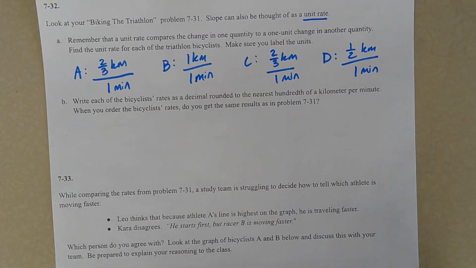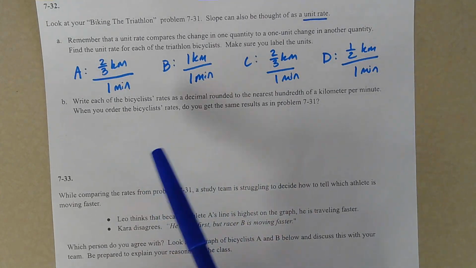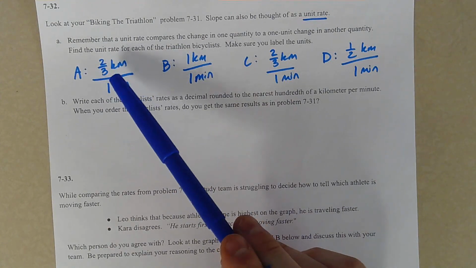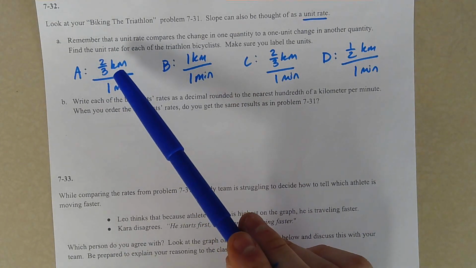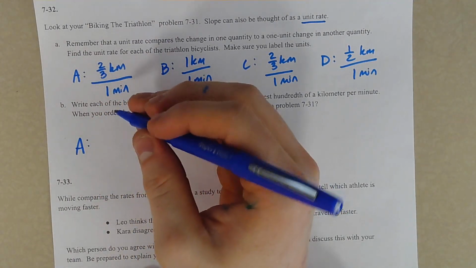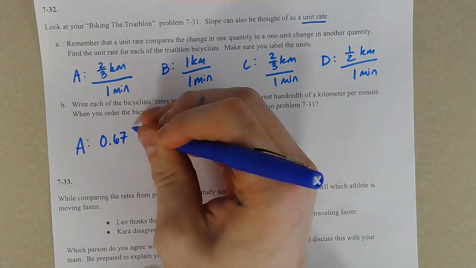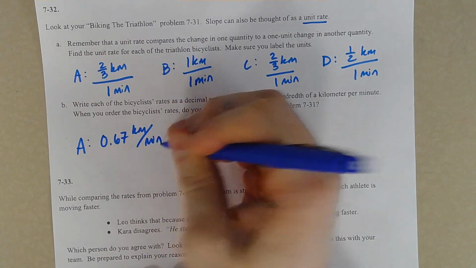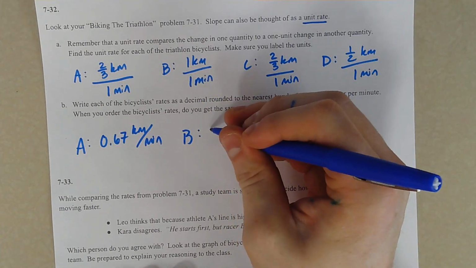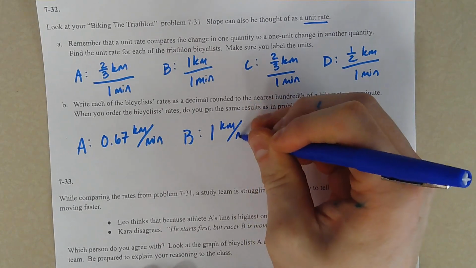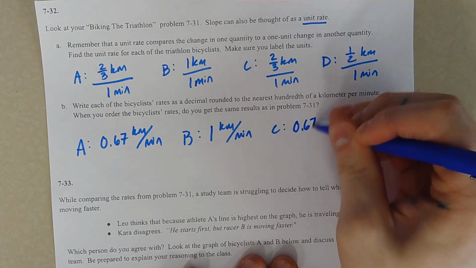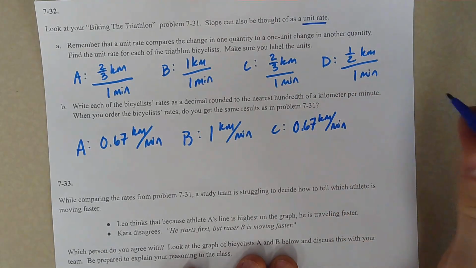In B, we can actually round these to a decimal too. So 2/3, you can take 2 divided by 3, it's going to give you a decimal. Divided by 1, it's just going to be that decimal. That's what makes unit rates so cool. If we're going to convert A to a decimal, we would get 0.67 kilometers per minute. B, 1 kilometer divided by 1 minute is 1 kilometer per minute. C would also be 0.67 kilometers per minute.